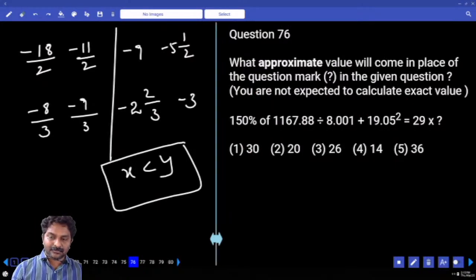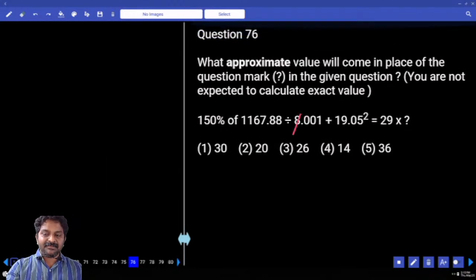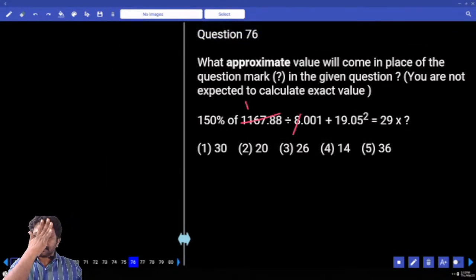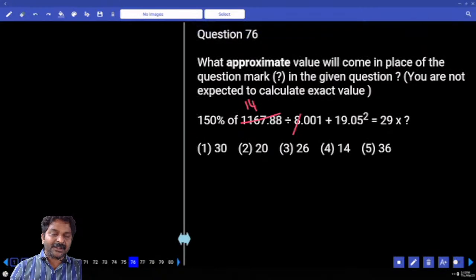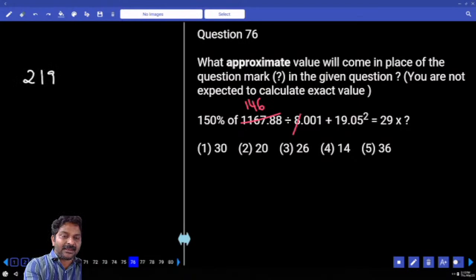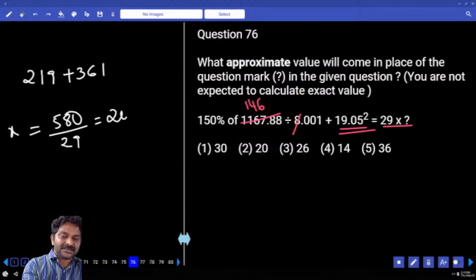Approximations. Division with 8, come on. 8 ones, 36. 8 4 times 32, 47 point something, 48. 6 times, 150% of 146, adding half of that number only. Half of 146 is 73, both together 219 plus 19 square, 361, both together 580 is equal to 29 into x. Then x is equal to 580 divided by 29. Answer 20.